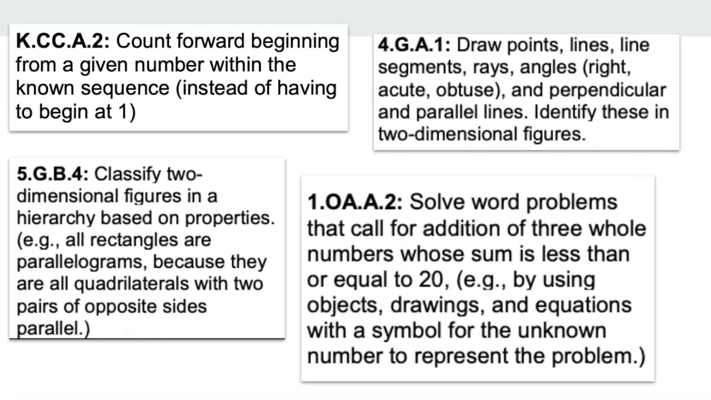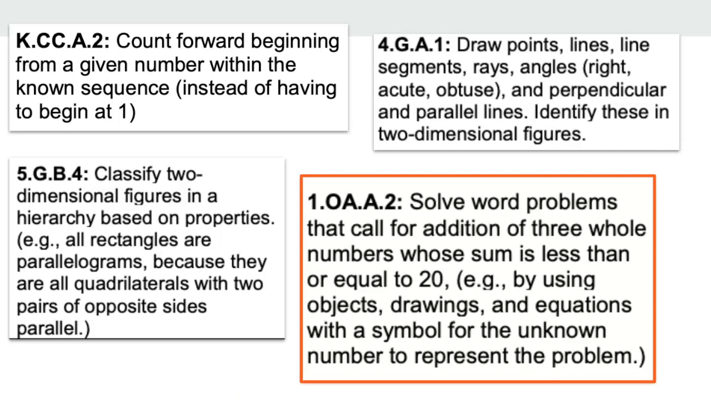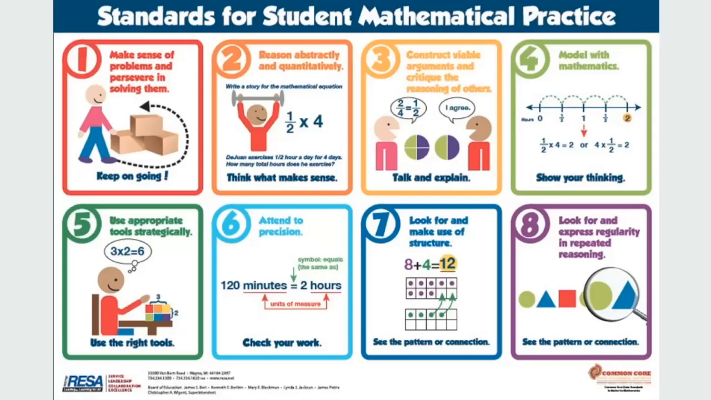The math content standards are specific and often fairly simple to measure by looking at student work samples on a lesson or on a unit assessment. For example, to assess a student on first grade standard 2 for operations and algebraic thinking, I could give them a word problem that would require them to add 3 whole-digit numbers whose sum is less than or equal to 20. Then I could collect their work that shows their drawings or methods for solving it. Those are the content standards.